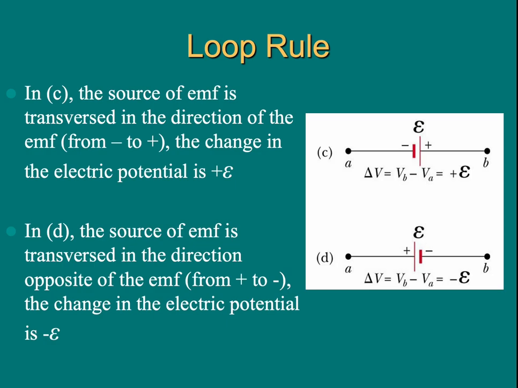On the other hand, if A is connected to the positive end of the battery and B is connected to the negative end of the battery, and we travel from A to B, we would have a potential drop equal to minus epsilon.